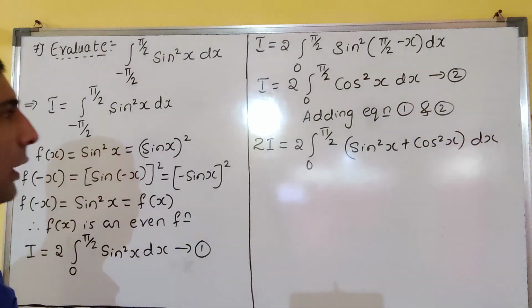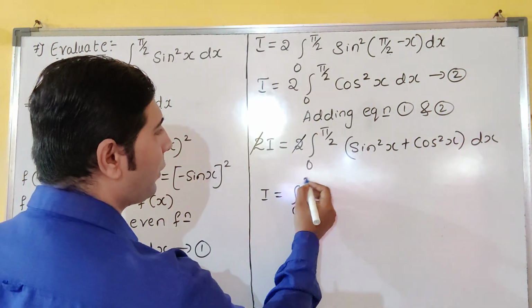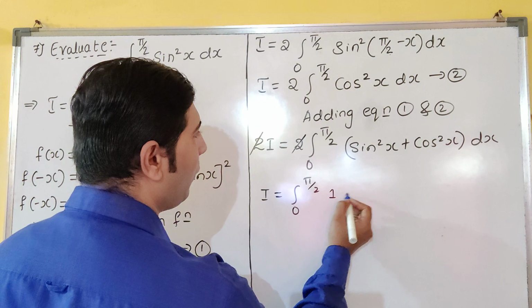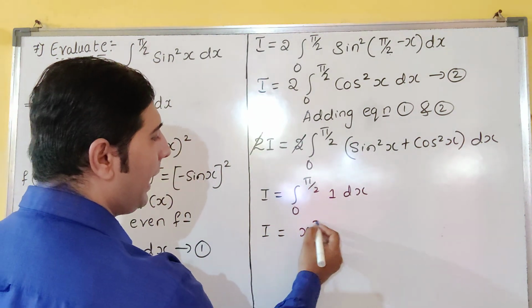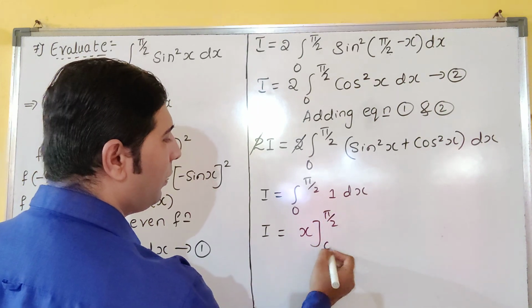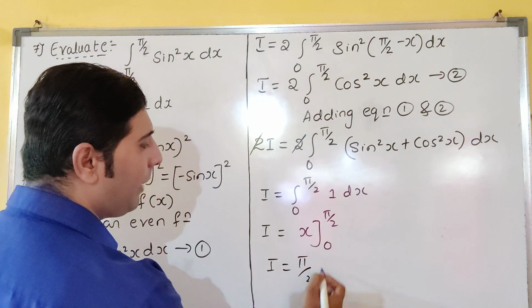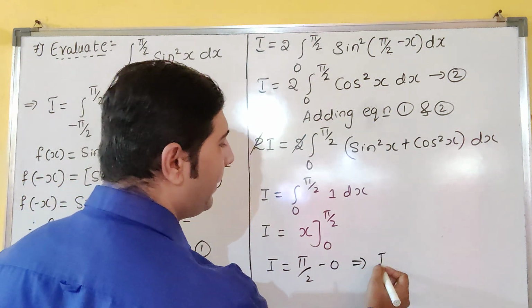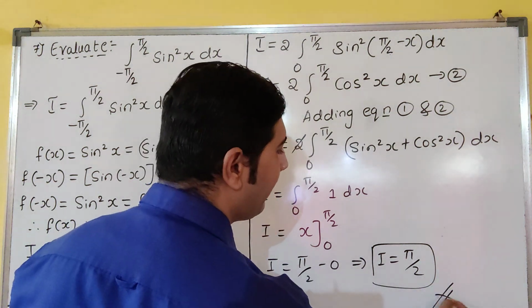Clear? So now these two get cancelled. Sin square x plus cos square x is what? 1 into dx. So the integration of 1 is x, from 0 to pi by 2. So you substitute pi by 2 minus 0. So I value will become pi by 2, dear students. So this is the required answer.